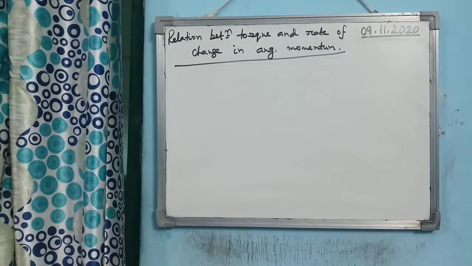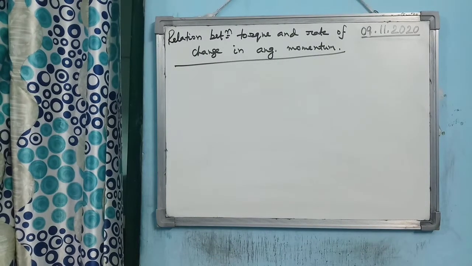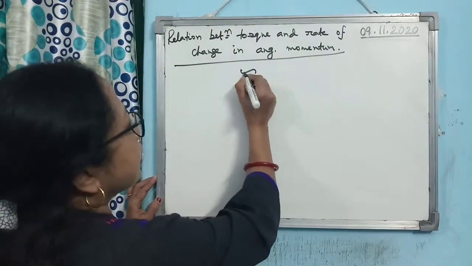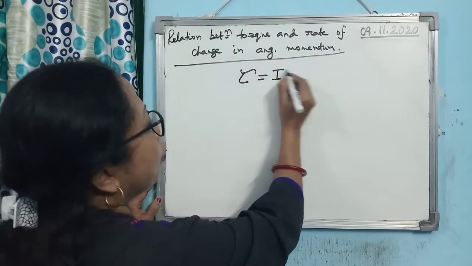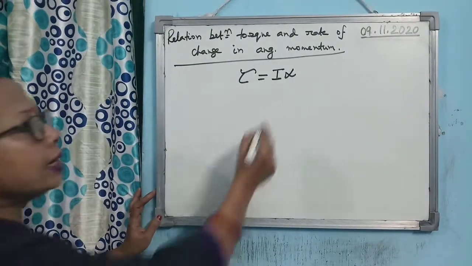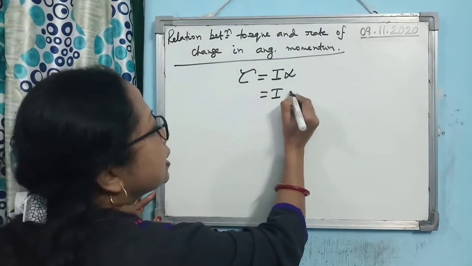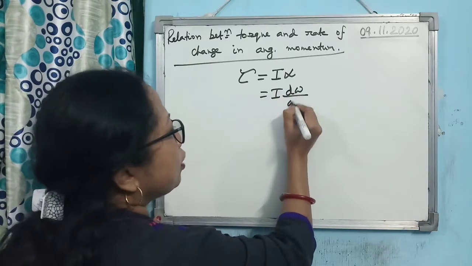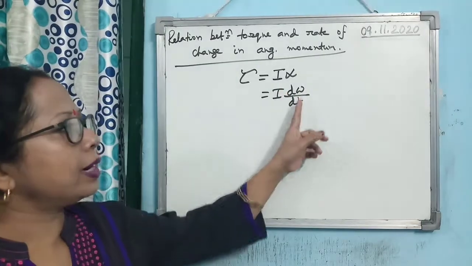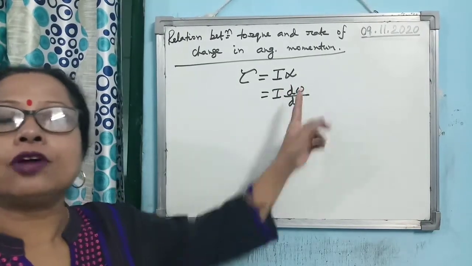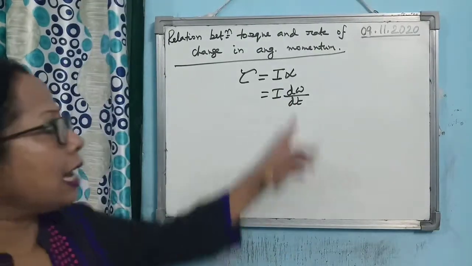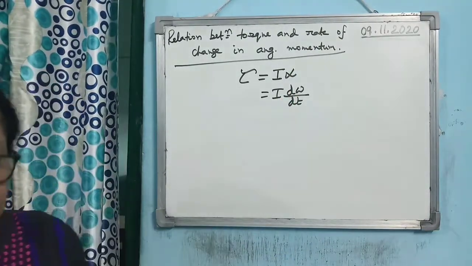Now next, what is the relation between torque and rate of change in angular momentum? Already we have got this relation that torque is given by moment of inertia into angular acceleration. Is that clear? Now angular acceleration, you can write as d omega dt, the rate of change of angular velocity. Rate of change of angular velocity is angular acceleration. Already we have done it. Alpha is equal to d omega dt.